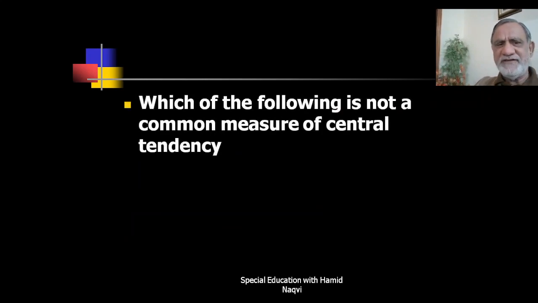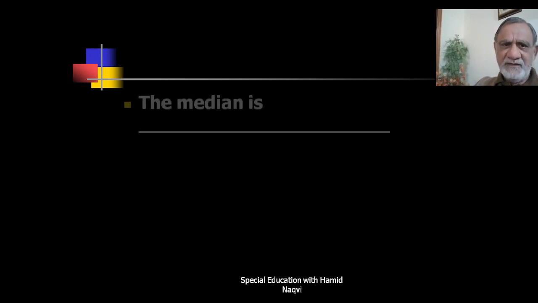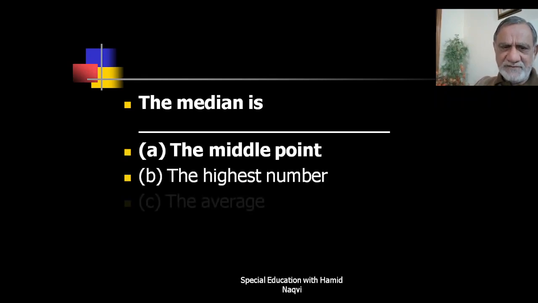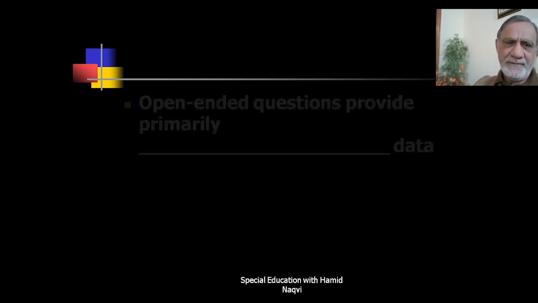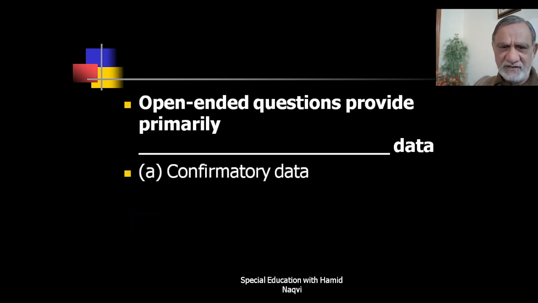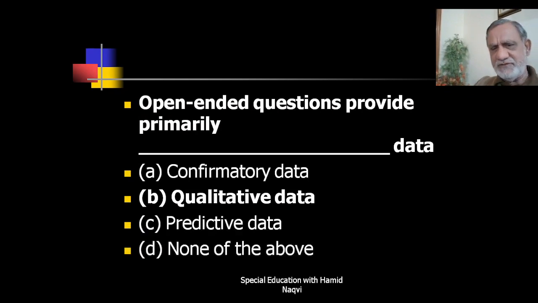Which of the following is not a common measure of central tendency? Mode, range, median, or mean? Range is not a common measure of central tendency. Then median is dash: the middle point, the highest number, the average, or the affected by extreme score. The first one, that is middle point. Open-ended questions provide primarily which data? Confirmatory data, qualitative data, predictive data, or none of the above.